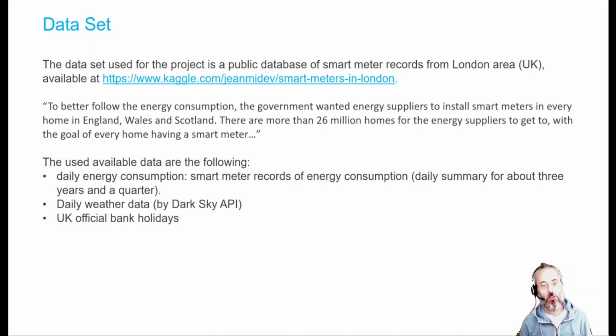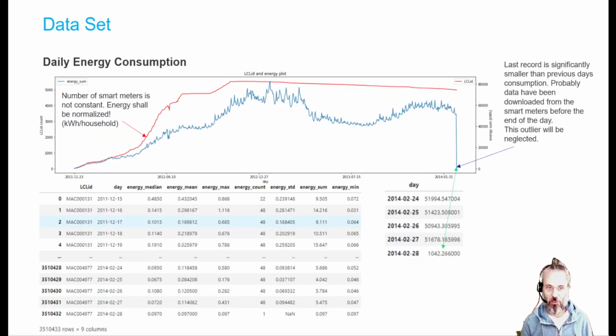The available data used are the following: daily energy consumption, smart meter records of energy consumption, daily summary for about 3 years and a quarter; daily weather data, which are taken from the Dark Sky API; and UK official bank holidays to distinguish working and non-working days. Let's have a look at the main dataset in this presentation, which is the daily energy consumption.